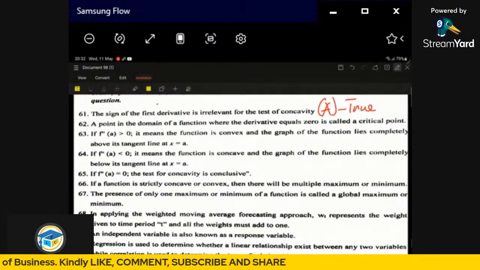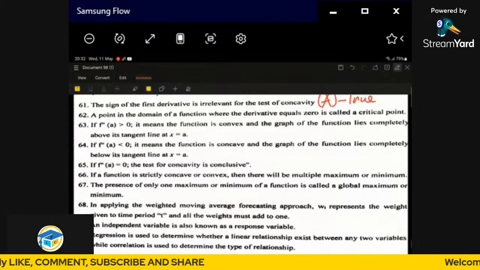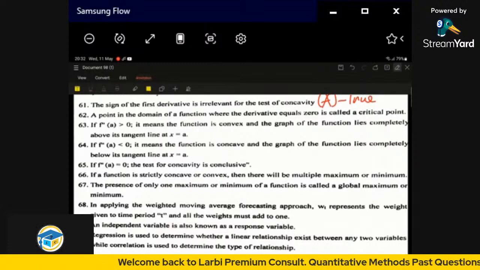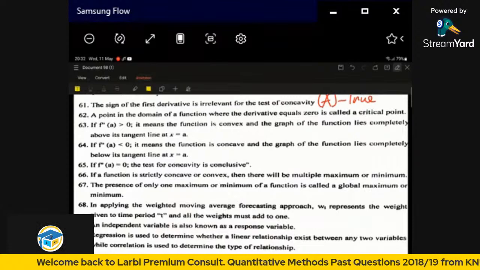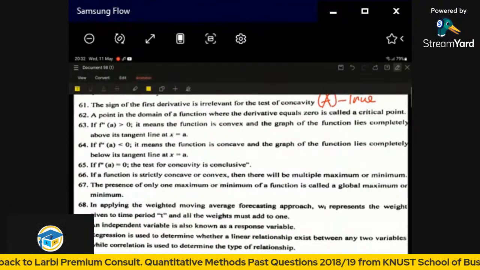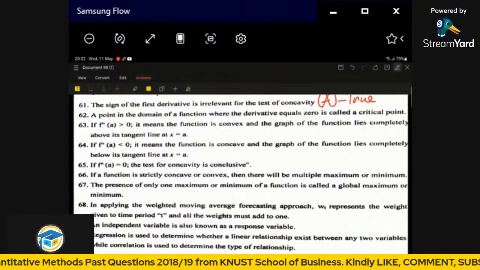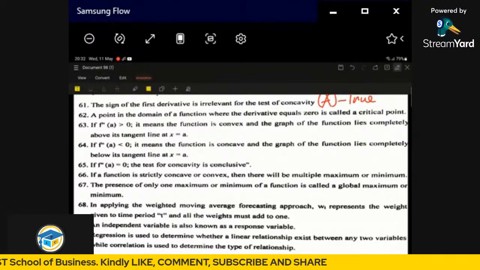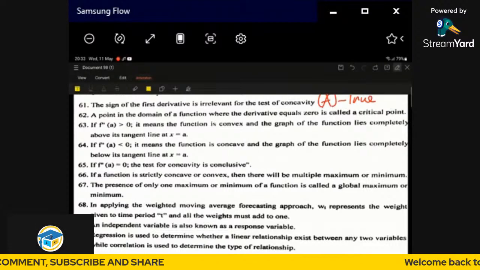All right. So let's move on to question number 62. Question number 62 is saying that a point in the domain of a function where the derivative equals 0 is called a critical point. What is a critical point? A critical point is the same thing as a turning point or a stationary point, or the point where the curve changes its direction. So they are the same. They are just alternative names for what we are talking about.